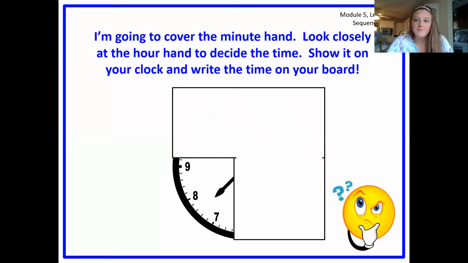All right, look closely. Is it touching a number for the hour hand? Has it hit the 8 yet? So the hour is going to be 7. It's halfway between them. So my minutes are going to be at the bottom, halfway around the circle. It is 7:30. Very good.